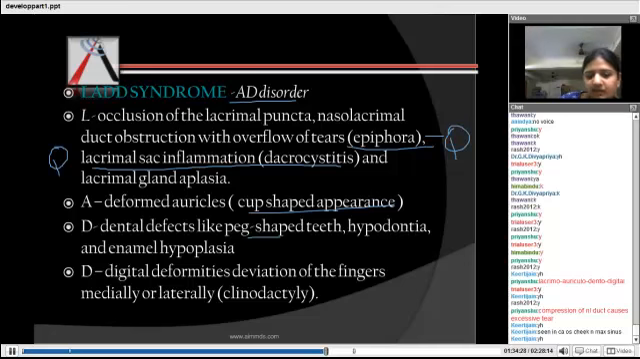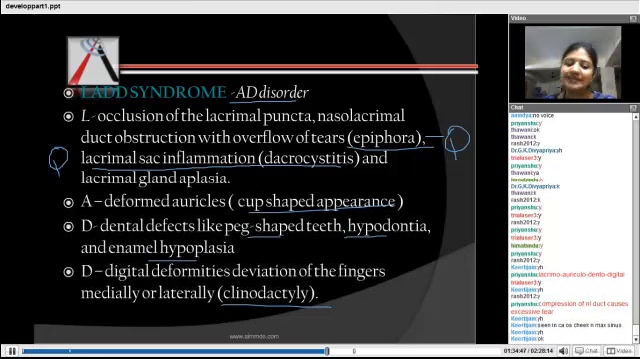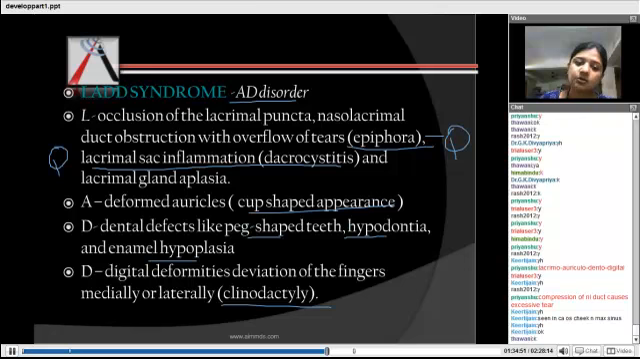Dental defects, where you'll have peg-shaped teeth, enamel hypoplasia, and hypodontia. One more D, which stands for digital defects, will have something called clinodactyly. What do you mean by clinodactyly? There is a deviation of the fingers either medially or laterally. So they're not straight like this, they will be medially or laterally deviated. That's called clinodactyly. LADD syndrome could be an MCQ. Mention it in your keynotes, it's not there. It's also there otherwise in your Shafer.